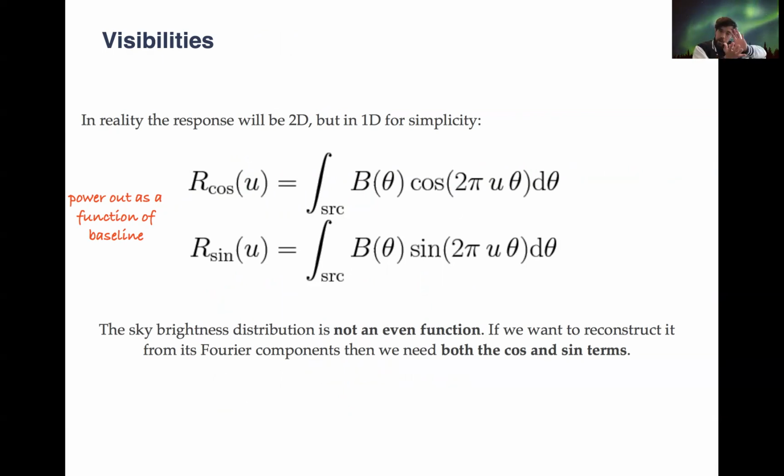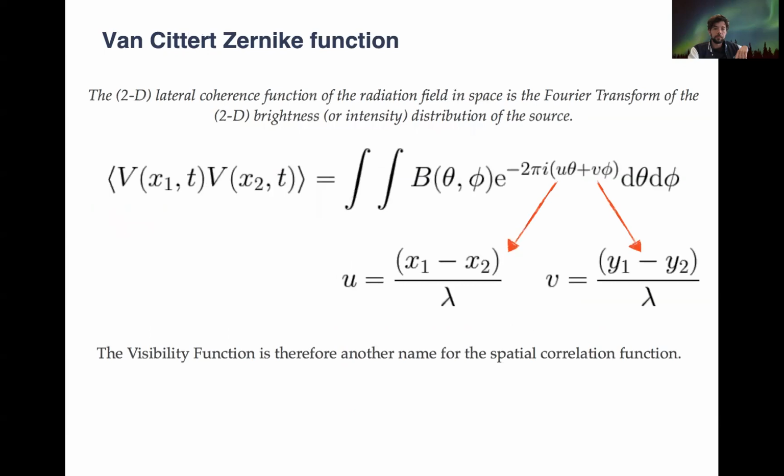So to recover these visibilities, the amplitude and the phase of the light and all this kind of stuff, that's our ultimate measurable in radio astronomy, you need both sines and cosines to recover this, because it's not an even function. If it was an even function, we'd just do cos and get away with it, but because it's an odd function, we need both.